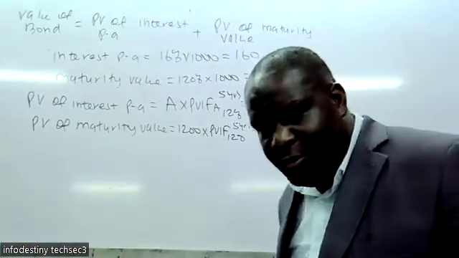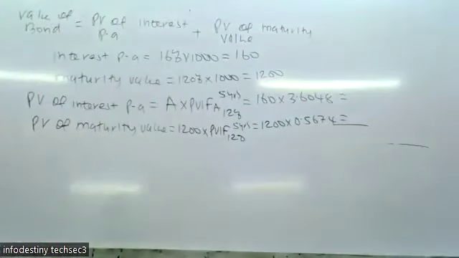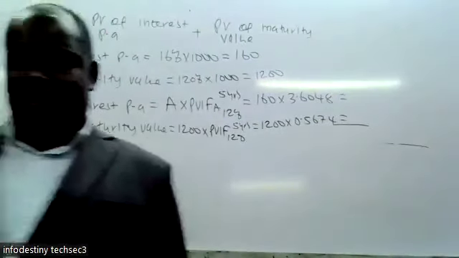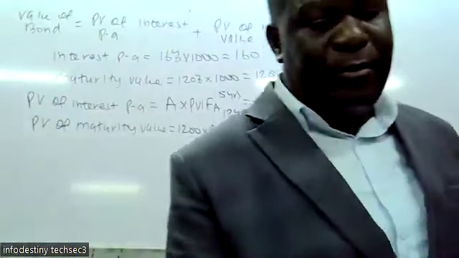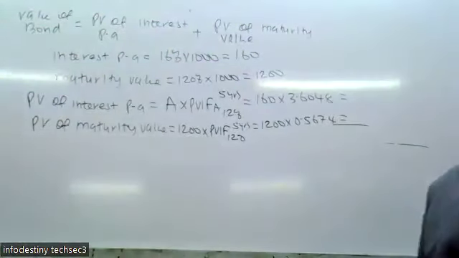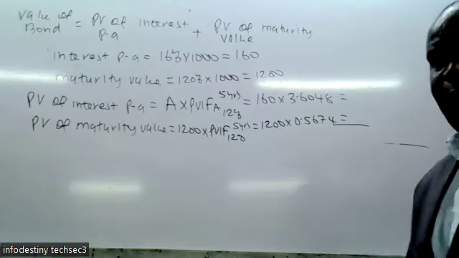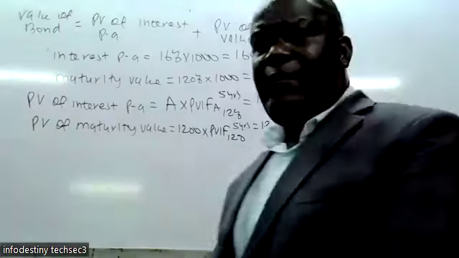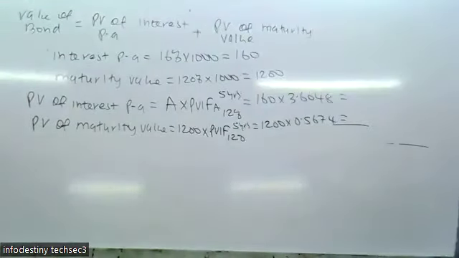So that is your Roman letter 1. Roman letter 2, the current value of the convertible bond. So let us now go to the current value of the convertible bond.